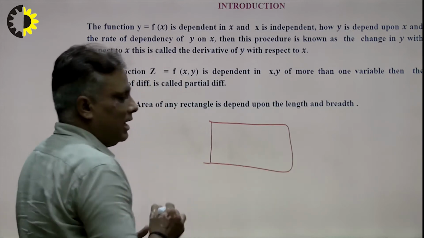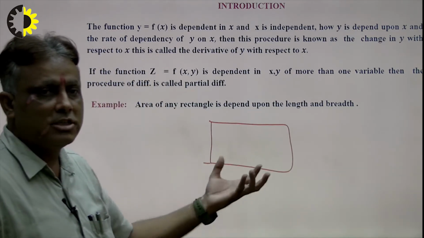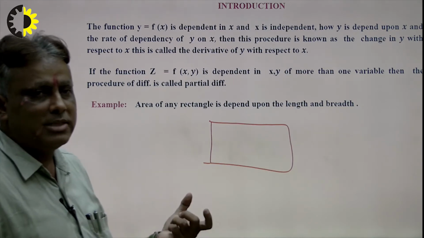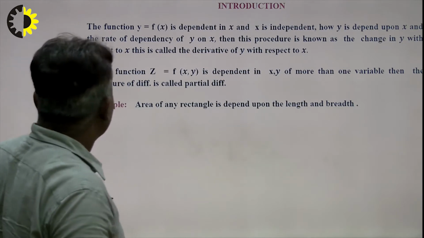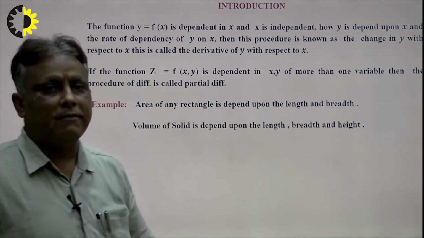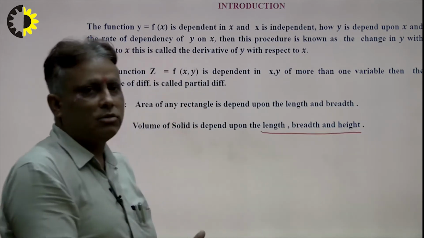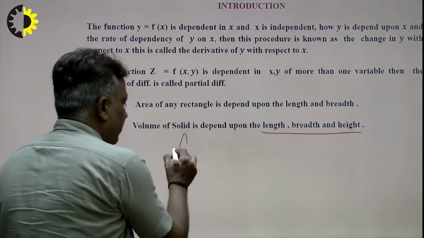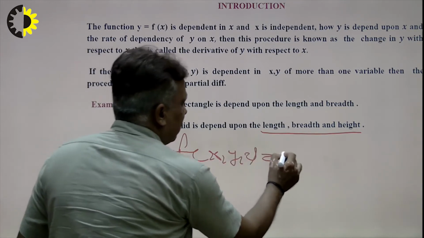So what will be the criteria to solve this? Length into breadth, because this is rectangular, so length into breadth means there are two variables, length and breadth. Therefore we can find out the area. Suppose I want to calculate the volume of a solid. Volume depends on length, breadth, height, so that means f is a function of x, y, z. In this way we can find out our volume.